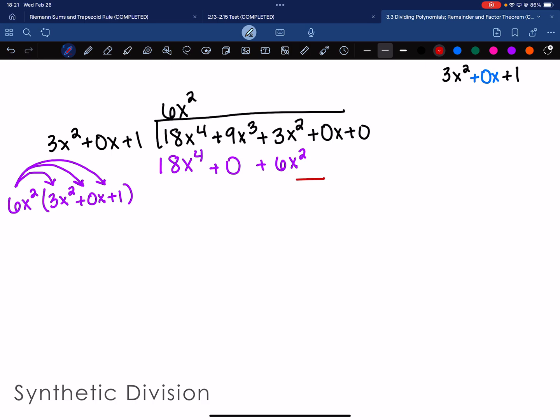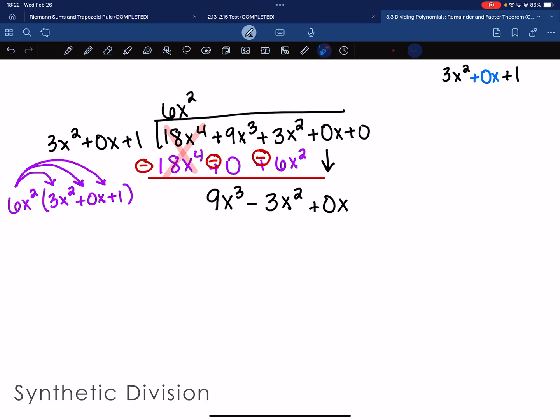So from here, draw the line, change all the signs to the opposite. 18x to the 4th minus 18x to the 4th cancels out. 9x to the 3rd minus 0 is just a 9x to the 3rd. 3x squared minus 6x squared is a negative 3x squared. And then if you want to drop down the 0x, you can. And then we go through the exact same process.